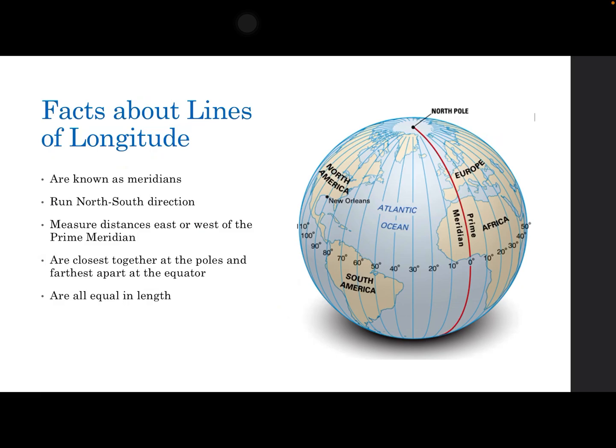Longitude lines are known as meridians, and they run north or south. You can see the lines running north and south, but the tricky part is that they measure east or west of the prime meridian. The prime meridian is labeled right here. It's the red line going through Greenwich, England. And you can see there, this would be 10 degrees west of the prime meridian, and this 10 degrees would be east of the prime meridian. As they get closer to the poles, they meet, whereas latitude lines did not. But they're all equal in length. None of them get smaller. So that's the longitude.